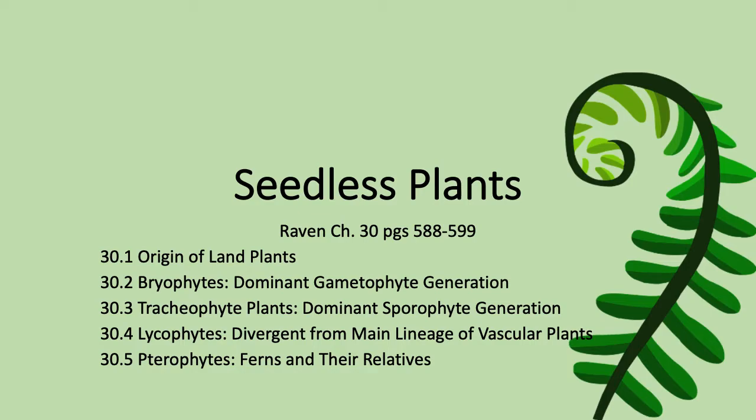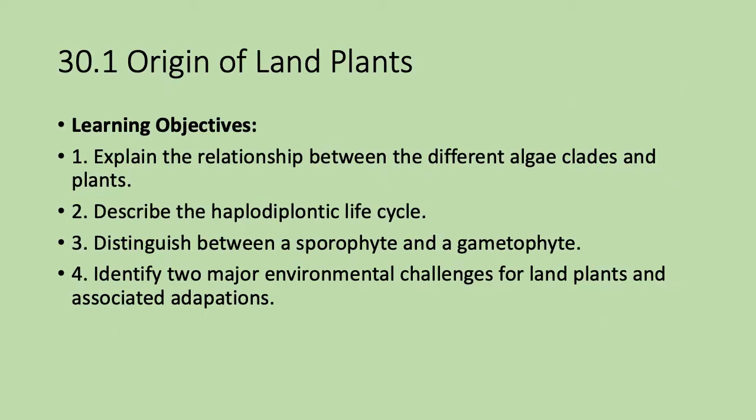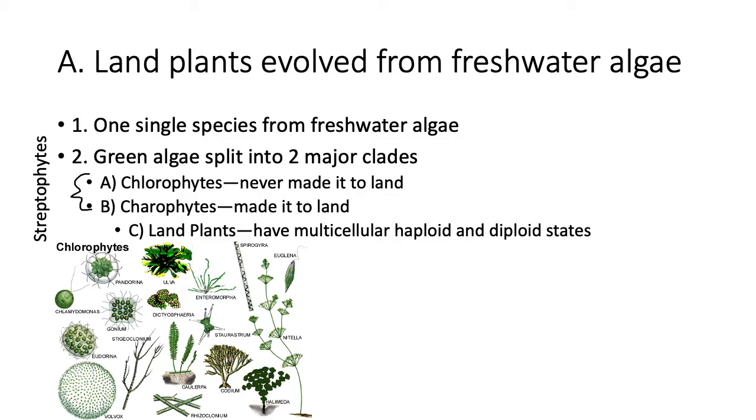So here we go. Origin of land plants. We're going to recap a little bit about what we believe the evolutionary tree shows with the origin of plants. So we know land plants evolved from freshwater algae. It is believed that a single species is responsible for all the land plants on Earth. So some type of freshwater algae.